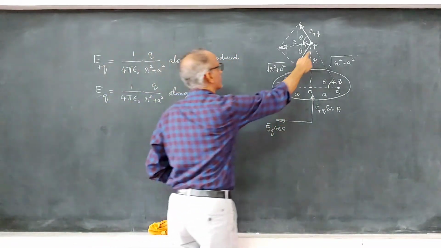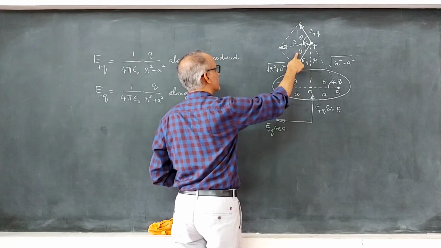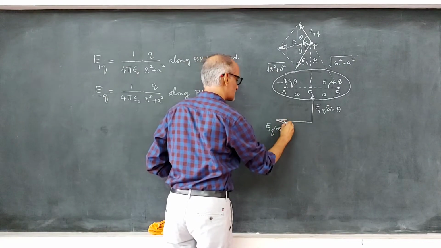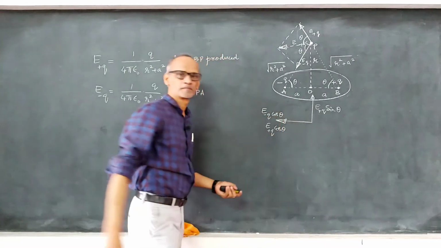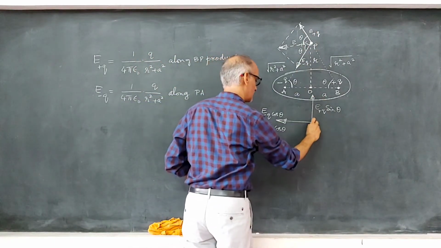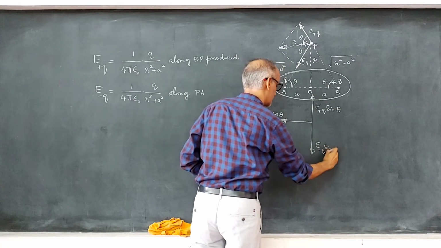Similarly, resolve this vector here, which is E minus Q. Theta is here, so therefore along this direction, one more vector like this. So that will be E minus Q cos theta, and then the other component will go downward here like this, which is E minus Q sin theta.